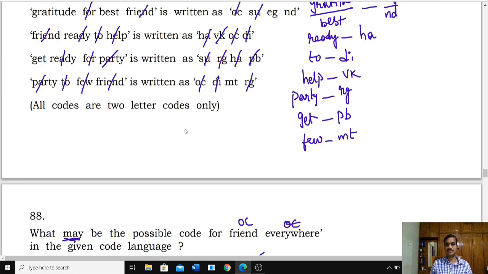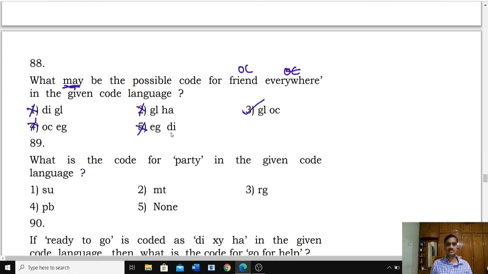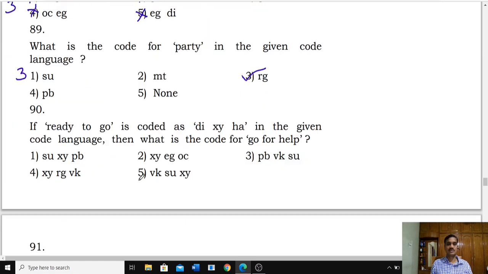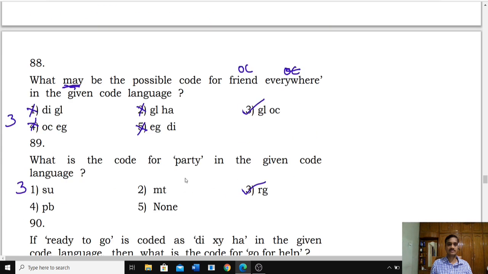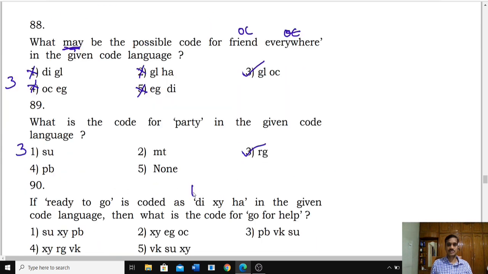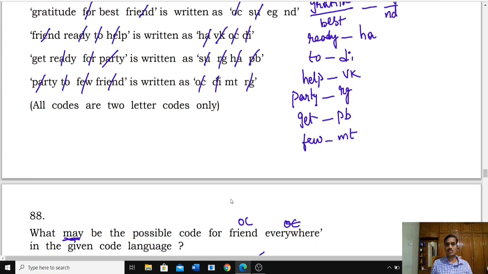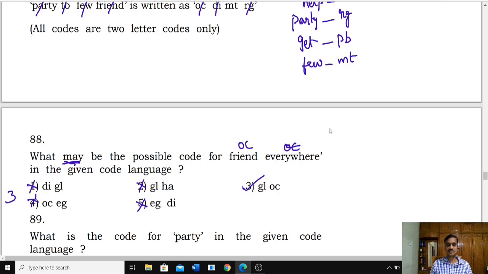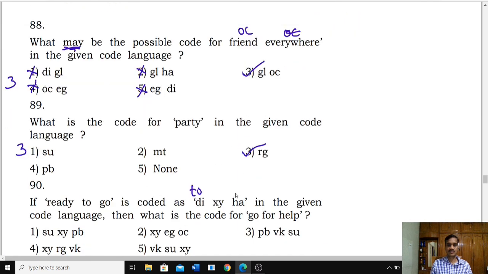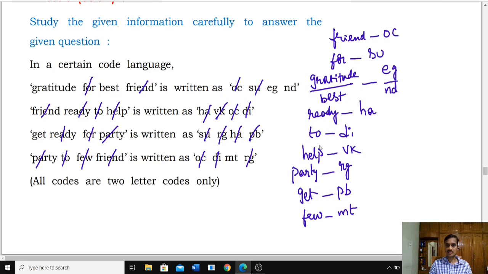What is the code for party? The code given to the word party is RG. RG is given in choice 3. 88 choice 3, 89 choice 3. 90, if ready to go is coded as... to is DI, ready and go. Ready is HA, isn't it? Ready is HA, and this is the code to the word ready. And ready to go, go is XY. Now go is not given at any one of these.